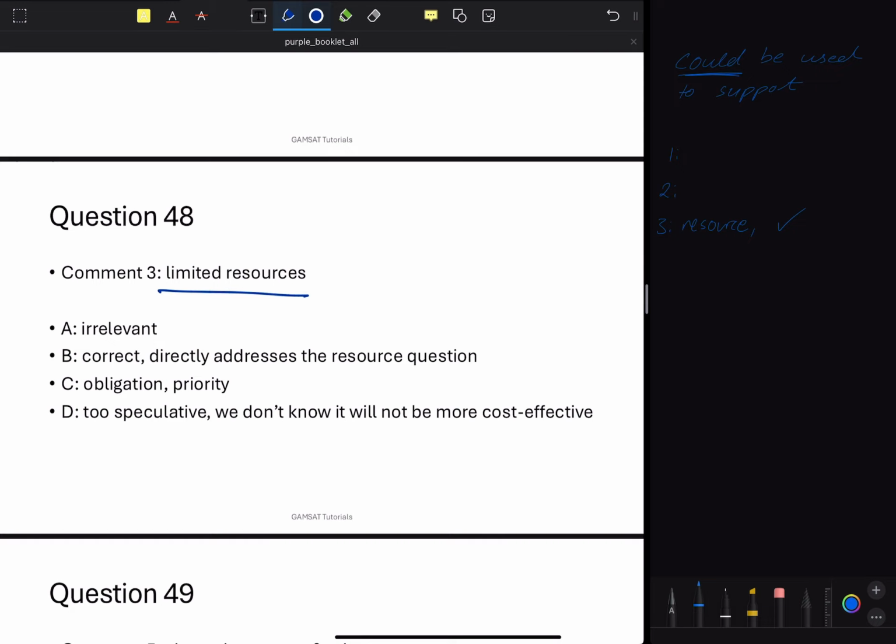That's an important argument, but it's irrelevant to comment 3. Comment 3 is not talking about right to life. Comment 3 is talking about resources. So A is irrelevant. B, there's no guarantee that the money saved by infanticide will go to other needy children.